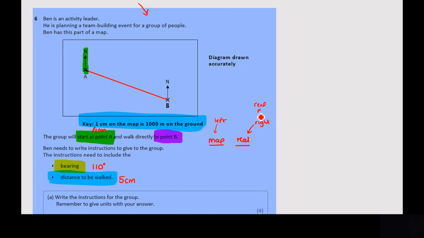So real for right. Okay, so that means that 1 centimetre on the map represents 1,000 meters in reality, and if they're going to walk 5 centimetres on the map, they're going to walk 5 times 1,000. So they're going to walk 5,000 meters. It doesn't ask you to specify meters or kilometers, but let's also put down kilometers just for a bit of practice. So you're dividing by 1,000. Okay, not required for this particular answer.